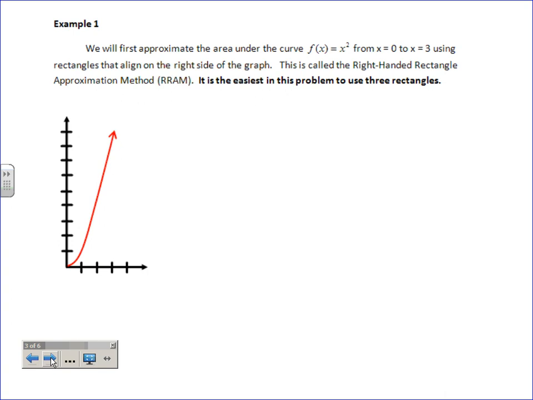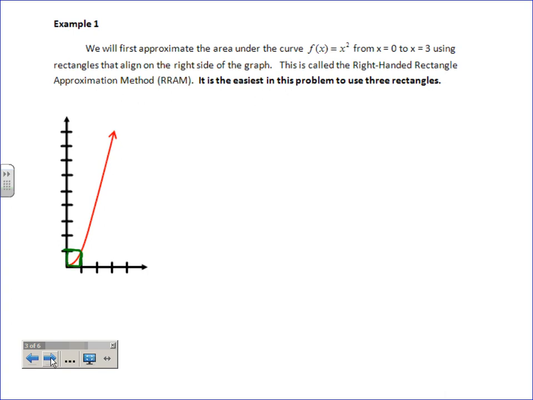It's the easiest to use, probably just 3 rectangles. Why would I choose 3 rectangles in this case? Couldn't I have chosen 100 rectangles? Well, sure. But are you going to want to do 100 rectangles by hand? So in this problem, why do you suppose I would choose 3 rectangles? Yeah, it's 0 to 3, and aren't we going to 3? Okay, and what you want to do is make them the same width.